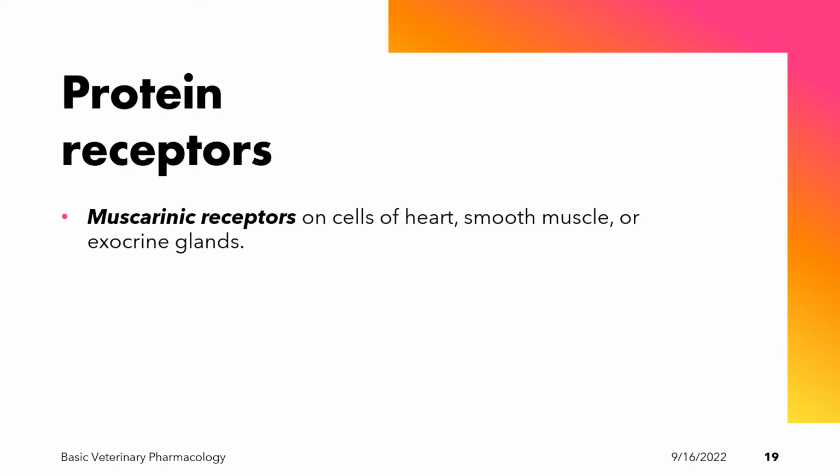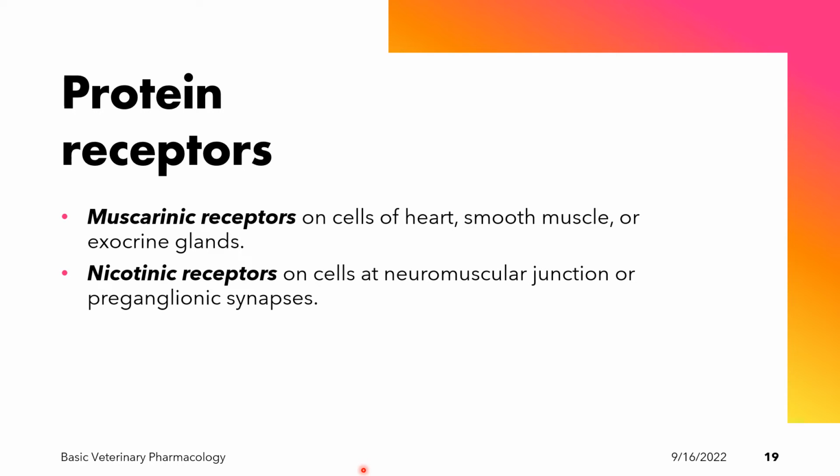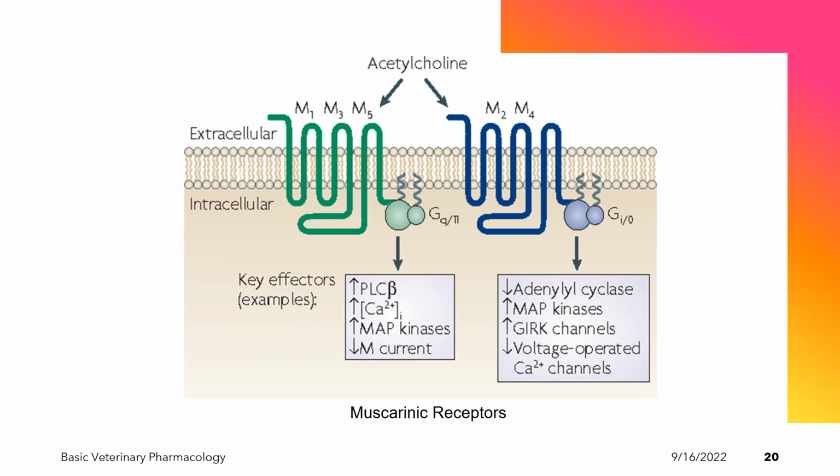Example is the muscarinic receptor that is located on the heart, the smooth muscle, or the exocrine glands. Another is the nicotinic receptors that are located at the neuromuscular junction. So again, for the protein receptors, an example of that are the muscarinic receptors.